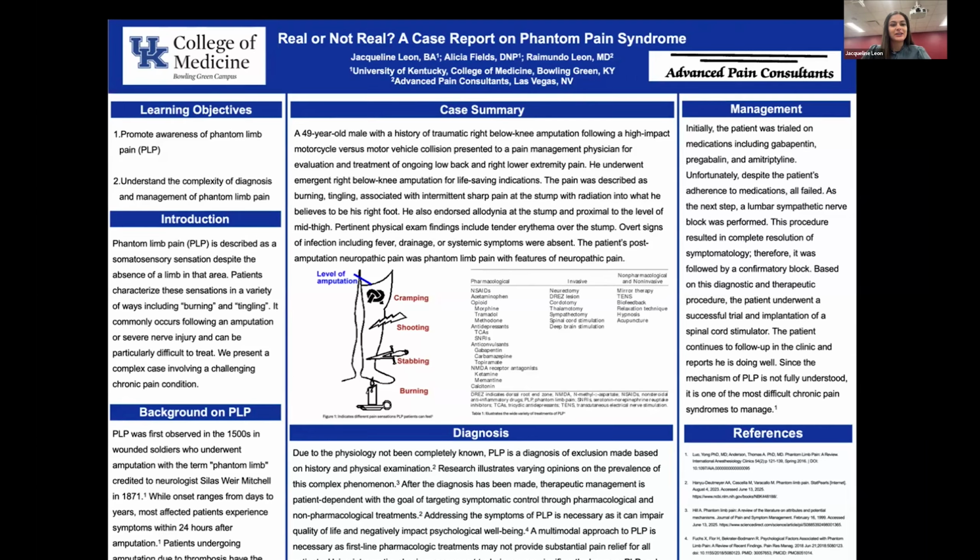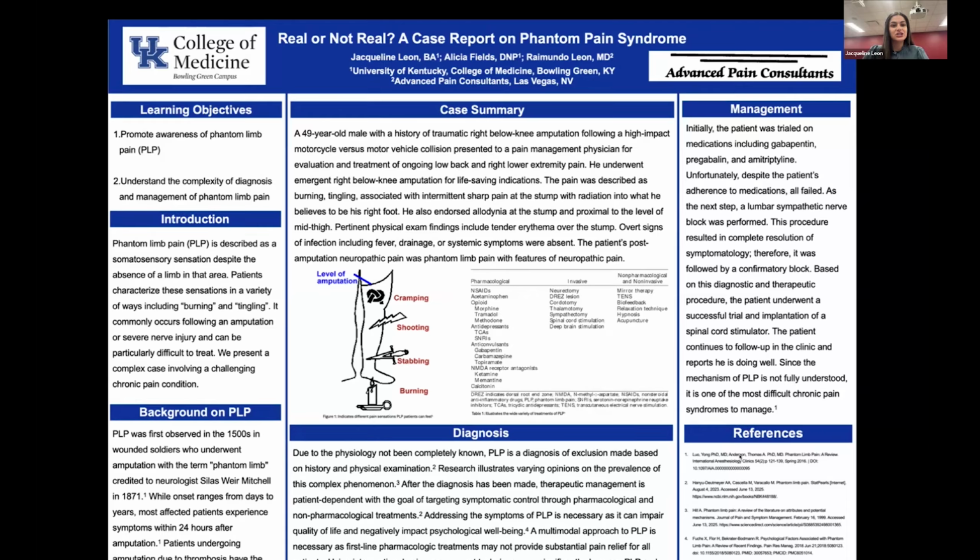As we get started, just looking at our learning objectives, the goal of this poster is to promote the awareness of phantom limb pain, which is also going to be known as PLP. Our second learning objective will be looking at the complexity of diagnosis and management for PLP.